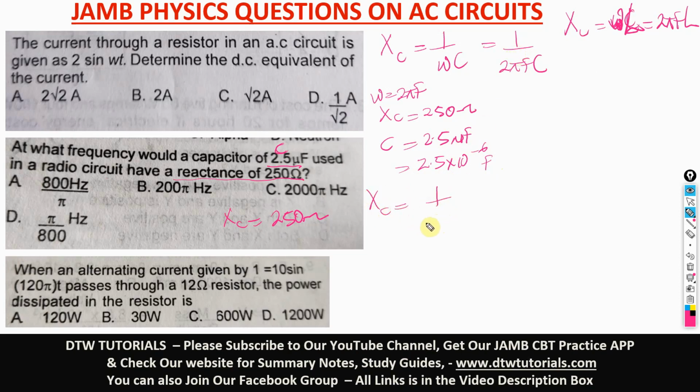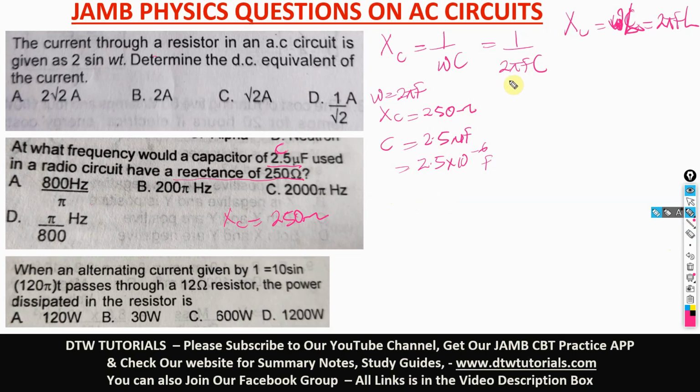So we have 1 over 2 times pi times f. What is the frequency? We're looking for the frequency, right? At what frequency? We're looking for the frequency. So let's quickly make our frequency the subject of the formula here. Let me quickly erase this.